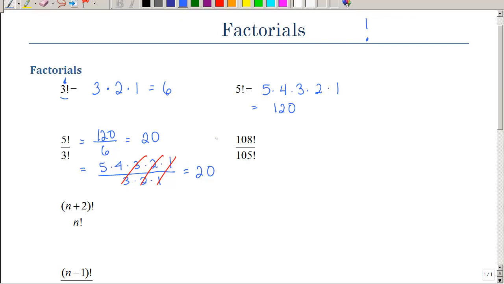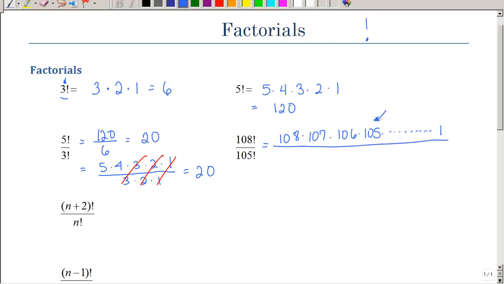Why would I want to do that? Well, because when numbers get really big, some calculators cannot do the 108 factorial. It's just too big. It's a huge number. But we can still do this calculation. So we have 108 times 107 times 106 times 105. No, we're not going to write this all the way out, all the way down to 1.